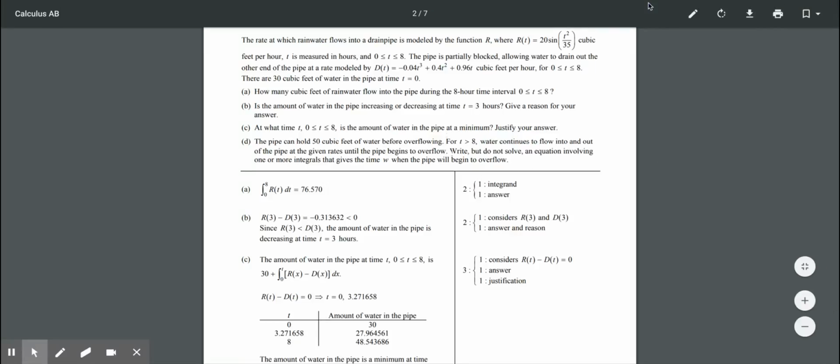And so we can compare those specifically at t equals 3 hours by just plugging in R of 3 or Y1 of 3 and subtracting that from D of 3 or Y2 of 3. And if that answer is negative, which it is, that means that D of 3 is larger, and therefore there is more water leaving the pipe, and so the amount of water in the pipe is decreasing. All right, if this was positive, it would just be opposite. But there's your explanation, a big part of this problem.